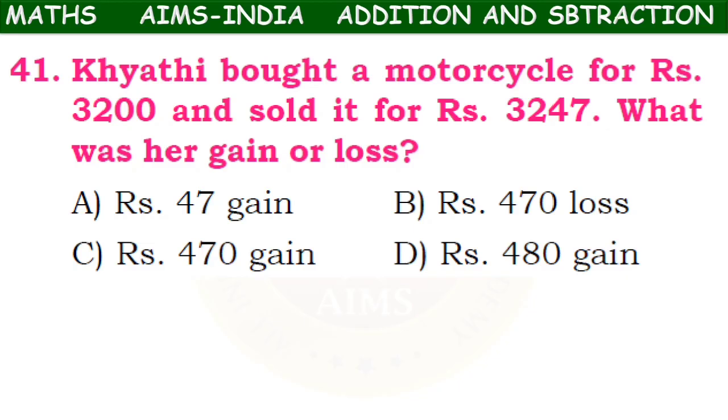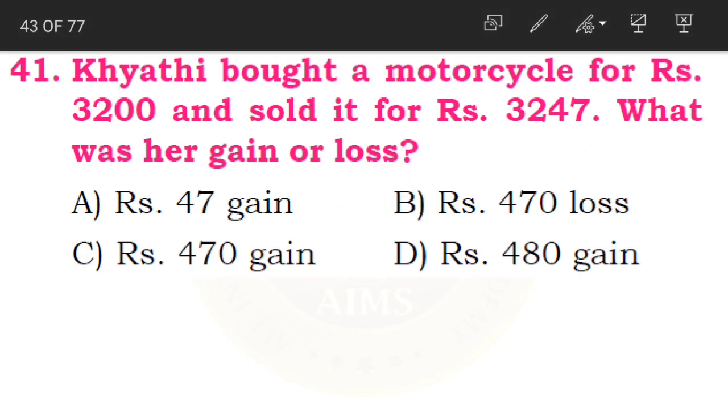Now starting with the first question for today, that is question number 41. Kathy bought a motorcycle for 3200 rupees and sold it for 3247. Now what was her gain or loss? Yes children, what did Kathy do? She bought a motorcycle, that means a bike, for 3200 and then she sold it for 3247. Now did she gain or did she lose? How much did she gain or how much did she lose?